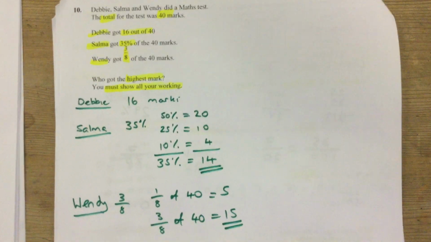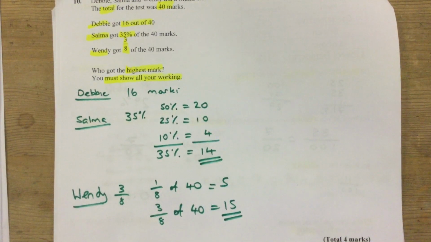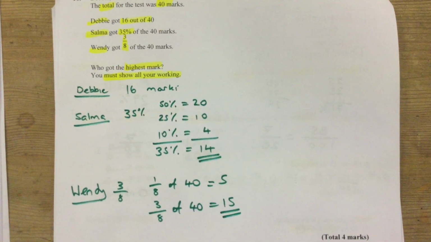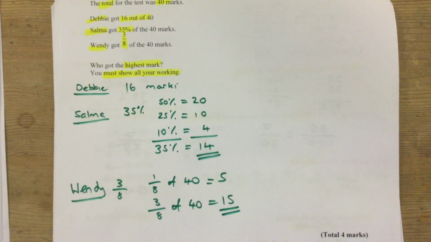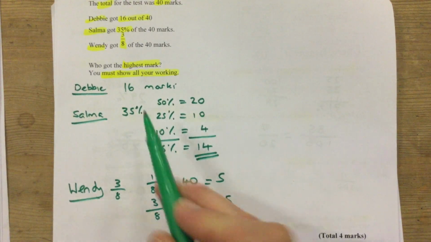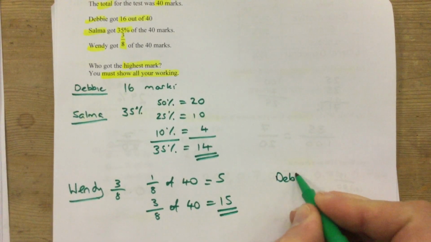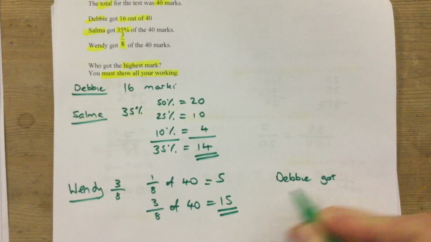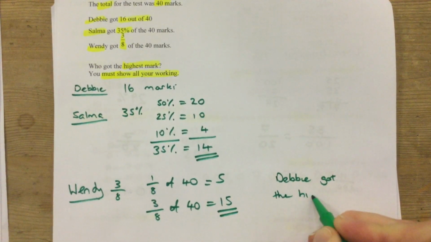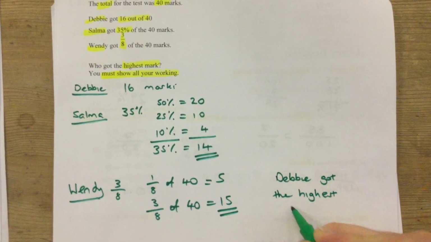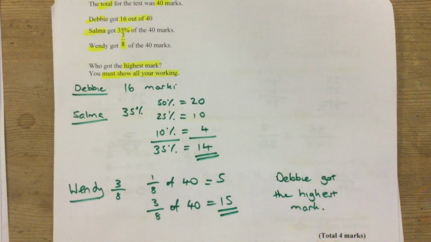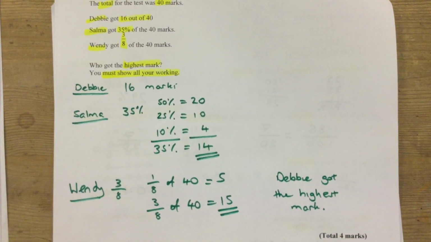The most common reason for a lack of full marks on this question is stopping there and thinking, well, it's obvious, isn't it? But the question says who got the highest mark. So your fourth mark here is to say 15, 14, 16. Debbie got the highest mark. Now we've answered the question.